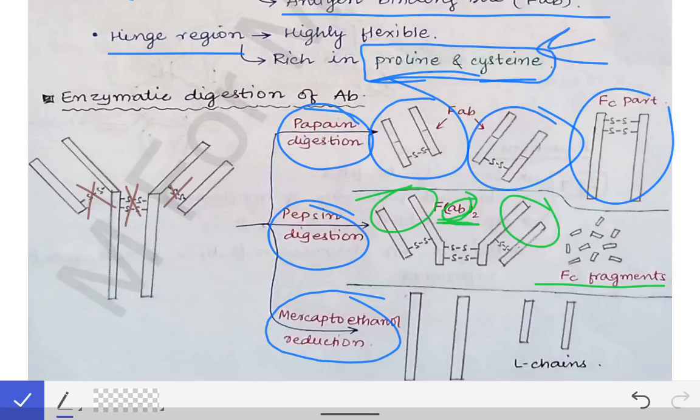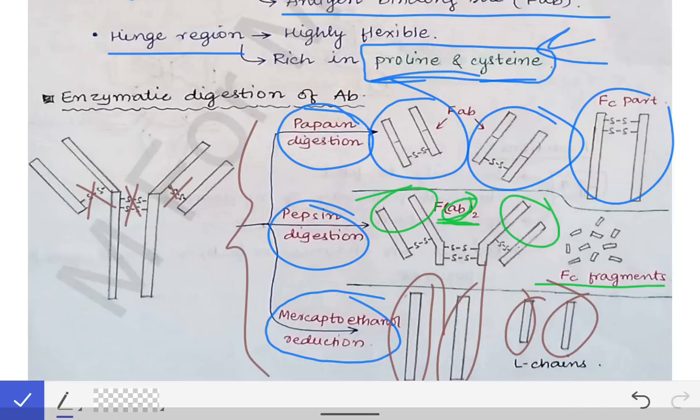So altogether there are four polypeptide chains formed: two heavy chains and two light chains. This is one heavy chain, the second heavy chain, one light chain, and the other light chain. Due to the breakage of those disulfide bonds, there are a total of four polypeptide chains after mercaptoethanol reduction. So please remember these enzymatic digestions: the papain digestion, the pepsin digestion, and the mercaptoethanol reduction.